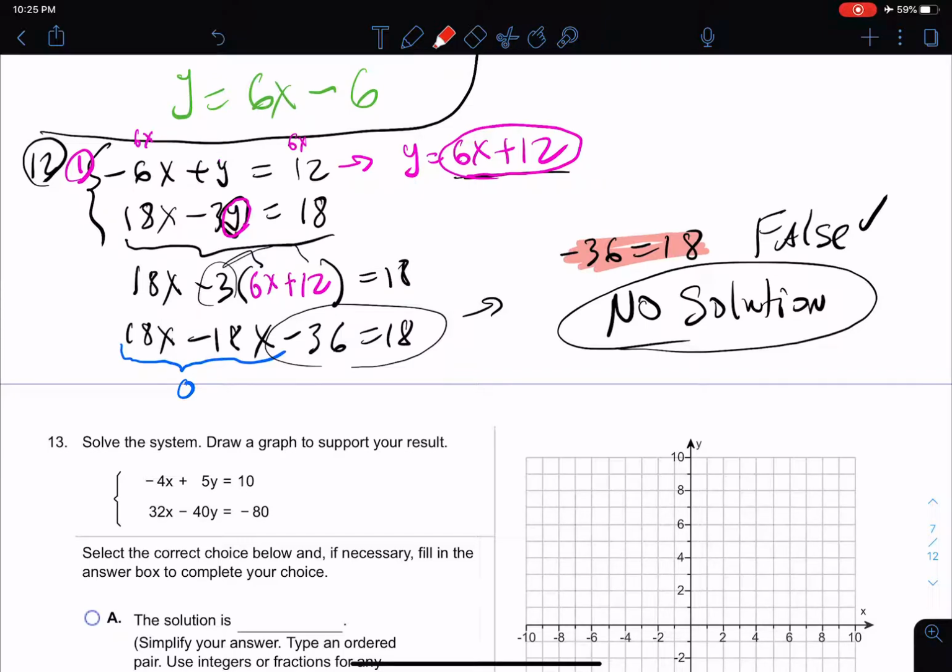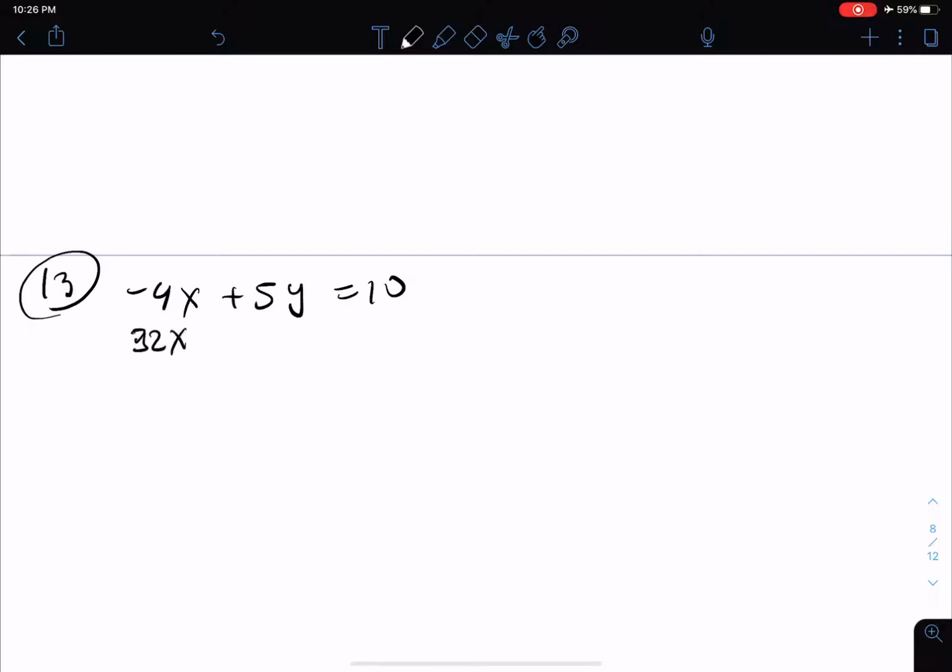And let's see if I had space to do number 13. It says solve the system, draw your graph to support your results. Okay, so did I give myself space to solve? I did. I added a page here because I knew I was going to be really pinched for space. So this is going to be number 13. And number 13 said negative 4x plus 5y equals 10, and 32x minus 40y equals negative 80.